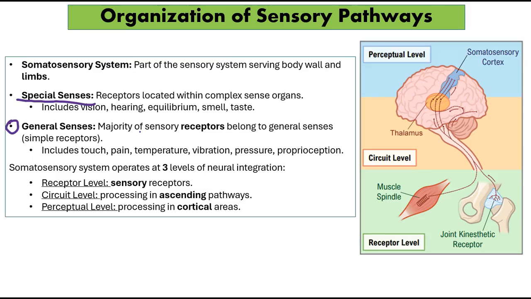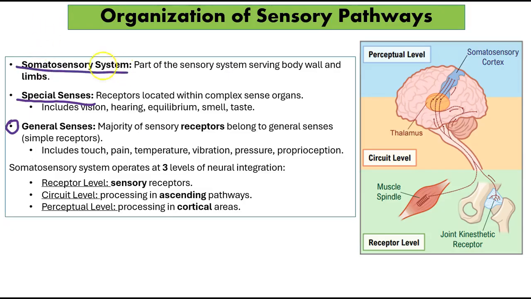But the general senses are going to be the majority of the sensory receptors because they belong to your body, right? So these are going to be simple receptors focused on touch, pain, temperature, vibration, pressure, proprioception, or where your body is in space and how to move it appropriately through that space, for example. And this is going to be our main focus, especially when we classify sensory receptors.